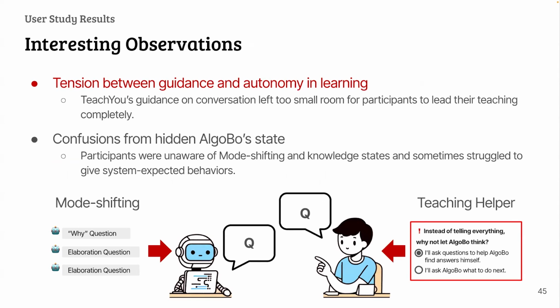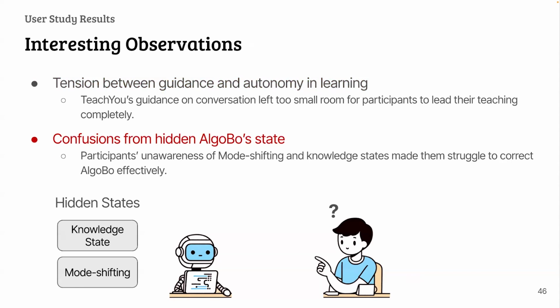We also had interesting observations. First, we observed some tensions between guidance and autonomy. For example, TeachYou tried to control conversation flows for effective knowledge building, but it prevented participants from taking the full authority over the conversation and their teaching methods. To resolve the tension, we may parameterize the balance between the two and change the degree of guidance and autonomy over time.